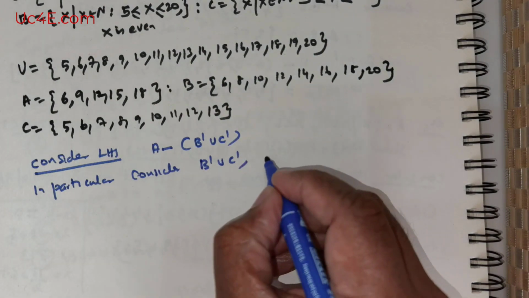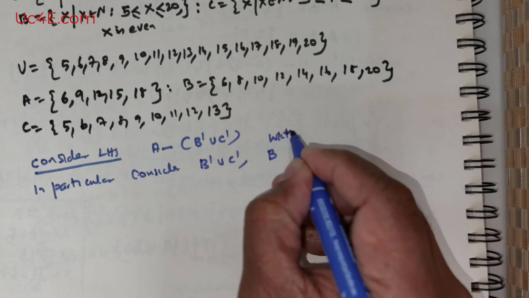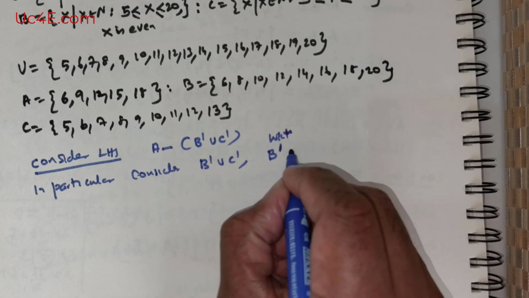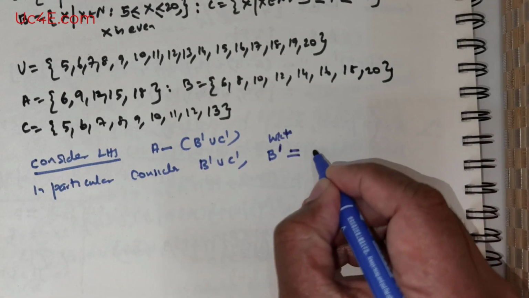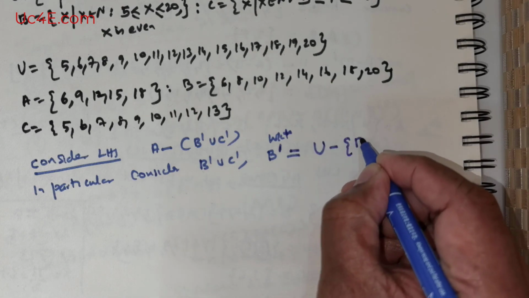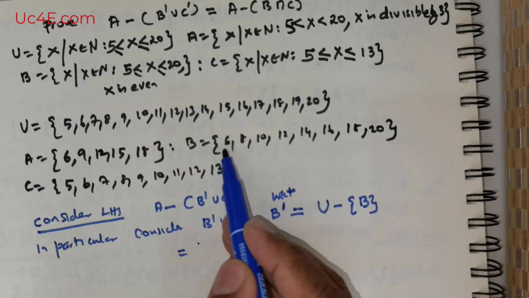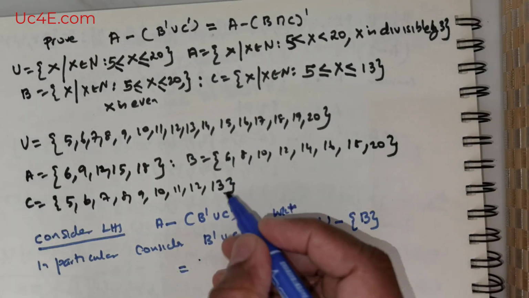Okay, so we start off with B complement. We know that B complement is equal to, from the universal set, you take away everything that belongs to B, and that's exactly what I'm going to do. Let me use this instead of writing it again and again.